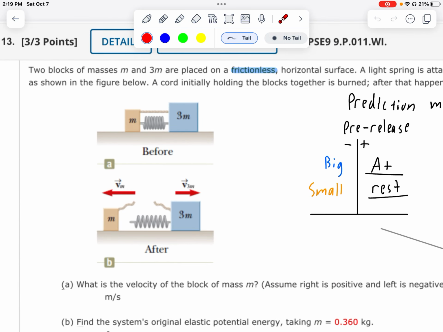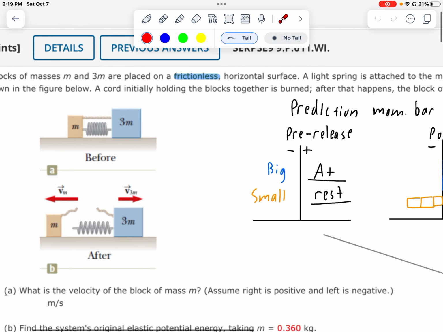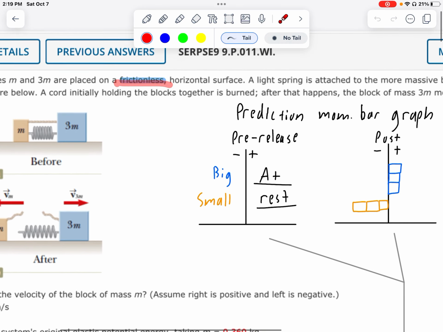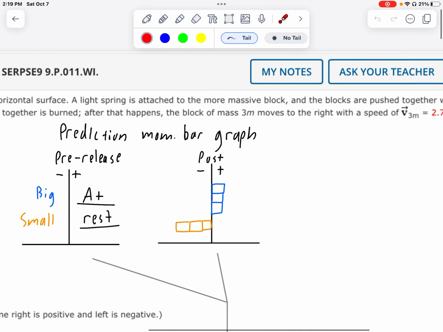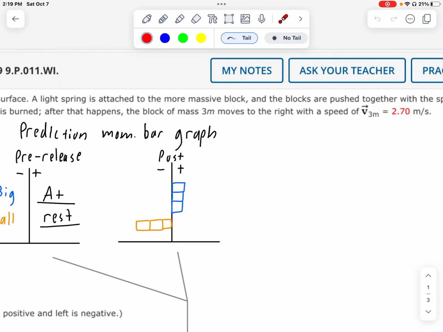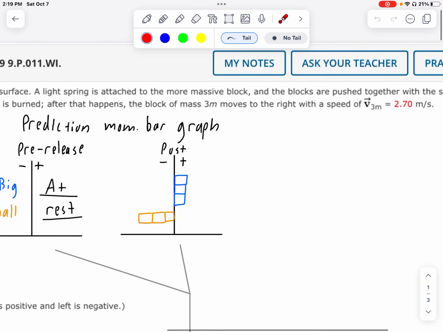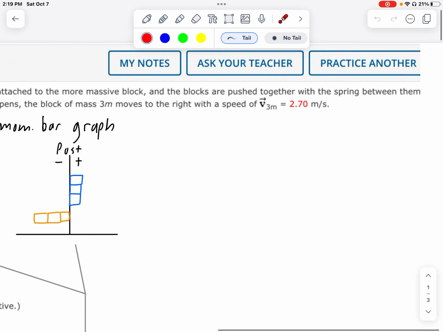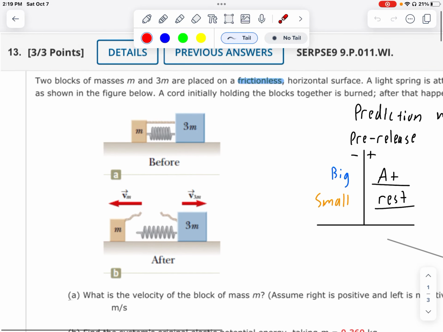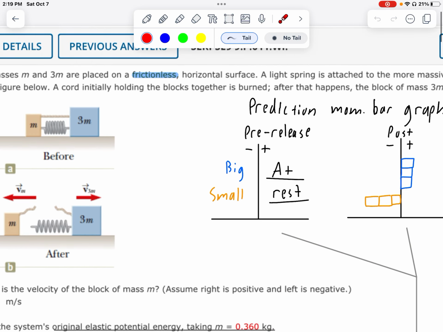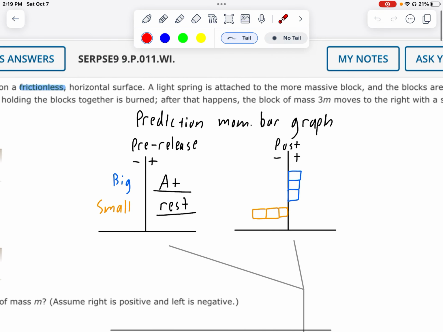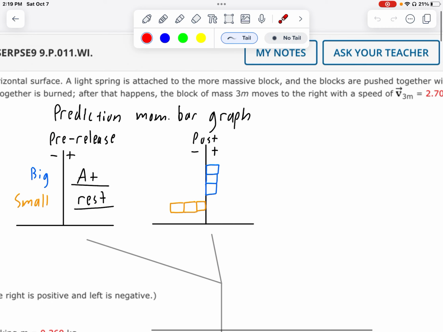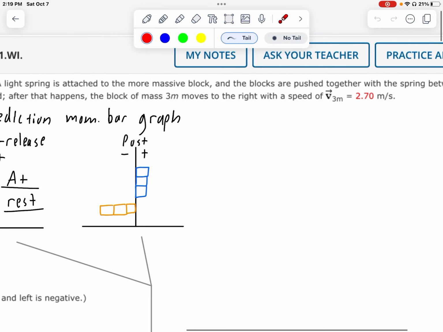I chose problem number 13. Two blocks of mass m and 3m are placed on a frictionless, that'll be important, so I highlighted it, frictionless horizontal surface. A light spring is attached to the more massive block, and the blocks are pushed together with a spring between them, as shown in the figure below. A cord initially holding the blocks together is burned. After that happens, the block of mass 3m moves to the right with a speed of 2.7 meters per second.